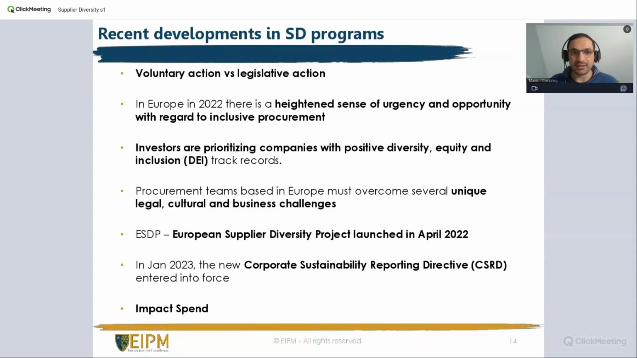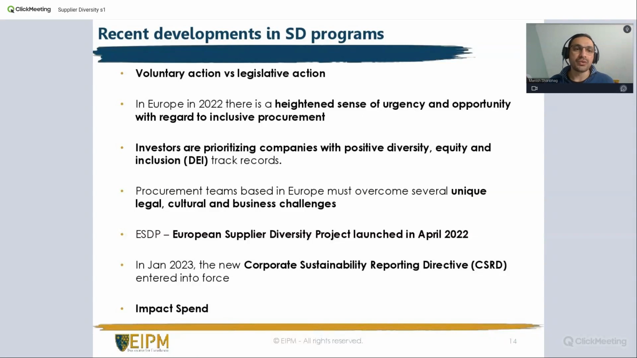Within Europe, especially, you have different geographical areas where you could have different types of challenges, because all the different geographical regions are not at the same maturity level of understanding in supplier diversity, right? But the key point is to overcome those and then build.